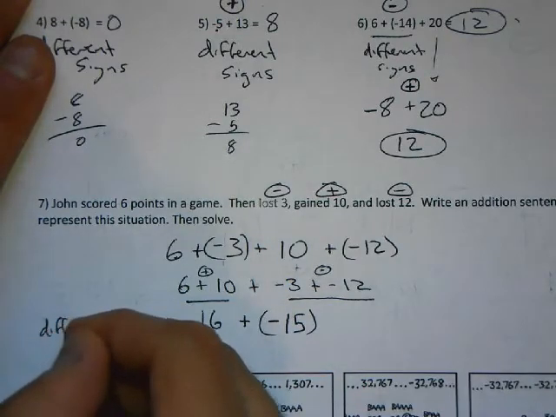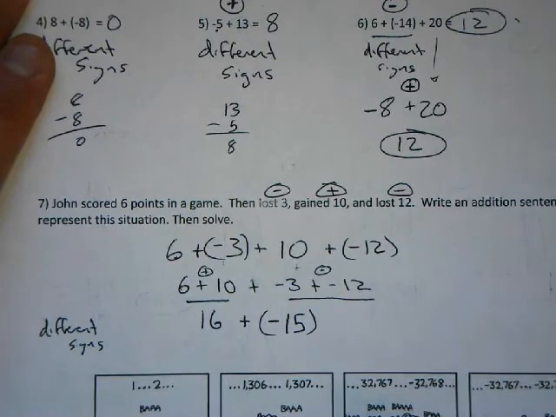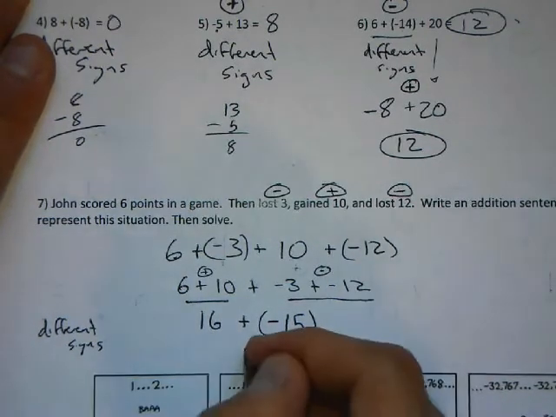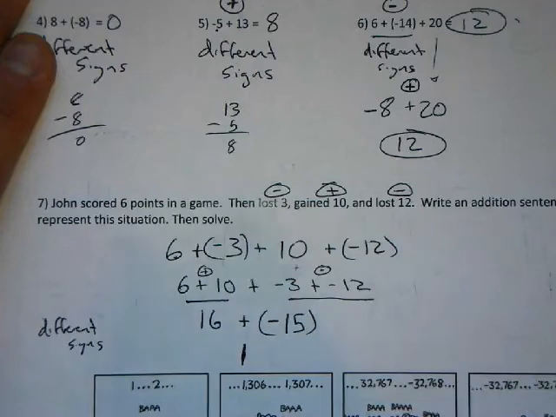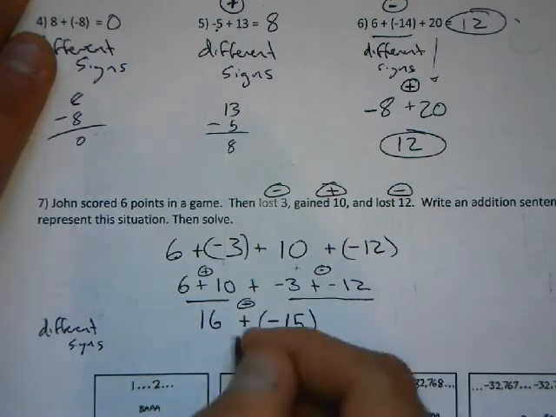I'm going to write that over here. Different signs. So I'm going to end up subtracting them, and that's easy because 16 minus 15, that's just 1. And now I need to think, is it going to be a positive number or a negative number? Well, 16 has a larger absolute value, so that means the sign is going to be positive, and the answer is positive 1.